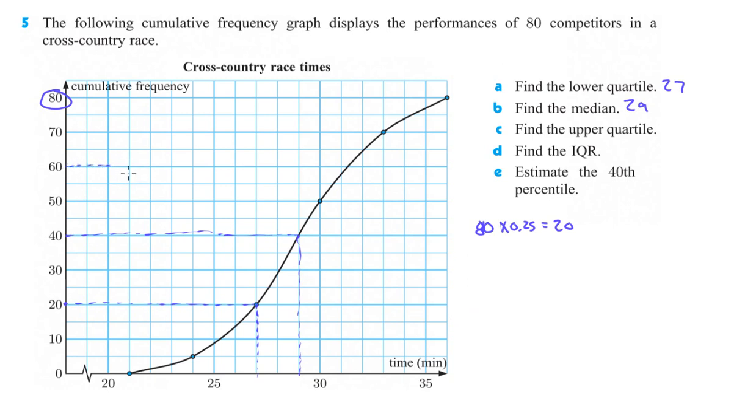The upper quartile is going to be 20 above that. Right? Halfway between 40 and 80 is at 60. So we go over on that and hit here and go down. That looks like that's 31 point, let's call it 31.4 minutes, we'll call it. Is it minutes? Yeah.